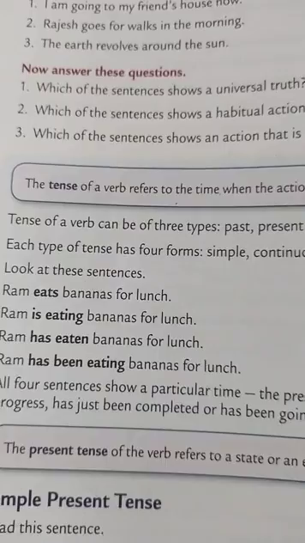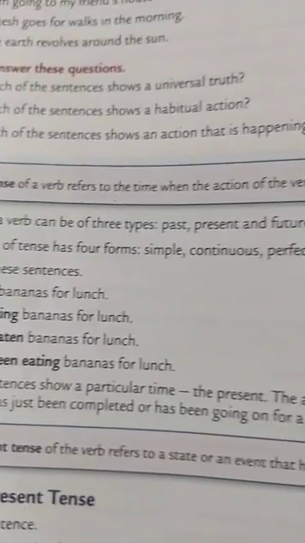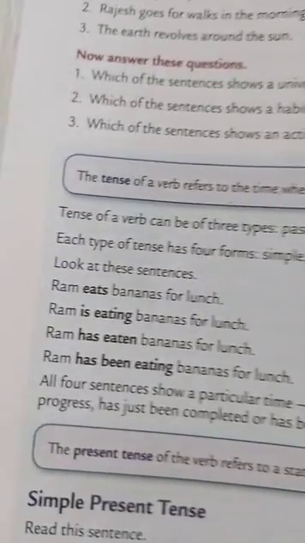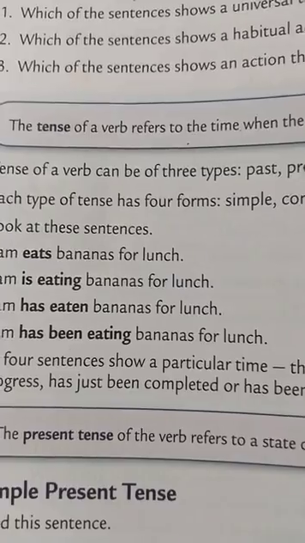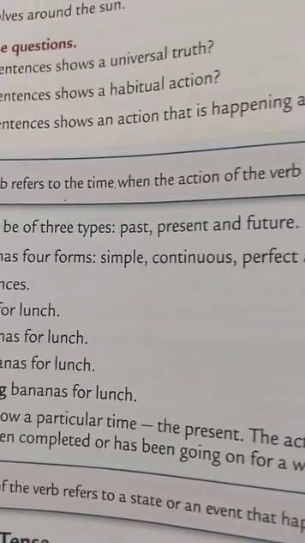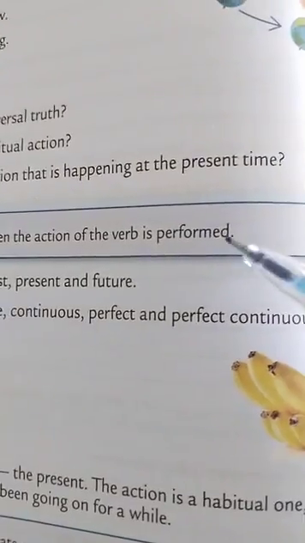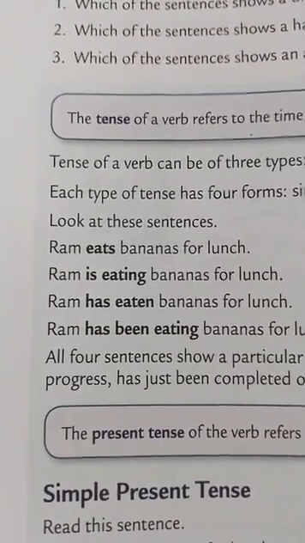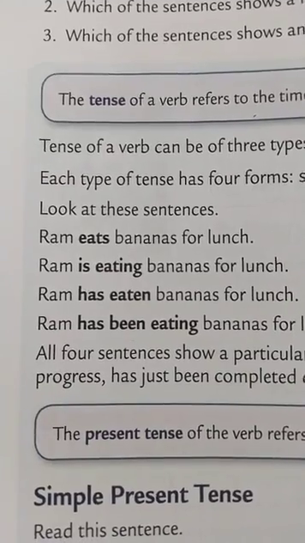Now children, tense of a verb can be of three types: present, past and future. Now all these three types have four forms: simple, continuous, perfect and perfect continuous. Okay, now let us understand this with the help of few examples.